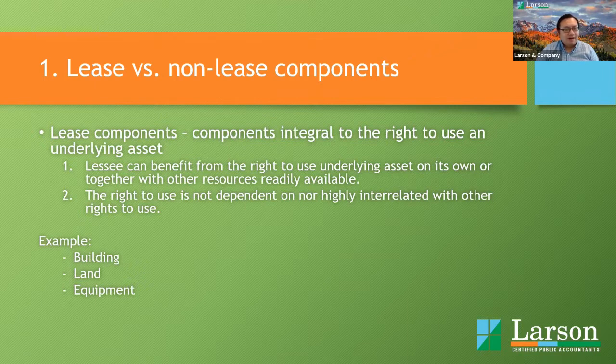Examples of those components would be the right to use the building. You may have different payments, maybe variable or fixed, and they're all specified for the right to use the building or land or equipment. Then those would be part of the lease components here.